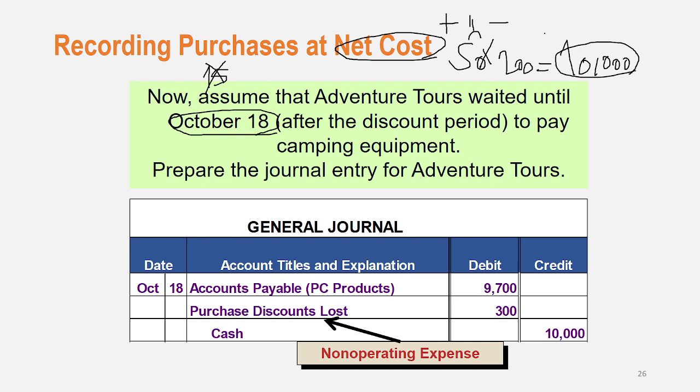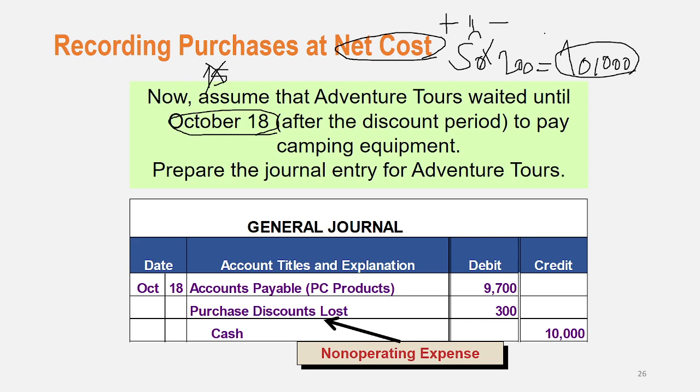For matching these two economic conditions, we need to consider three accounts. First, accounts payable. Second, purchase discount loss, which is considered a non-operating expense because we lost these discounts. And number three is cash, because we pay all of the $10,000 now in cash, because this $10,000 is due and we should pay within the 30 days.